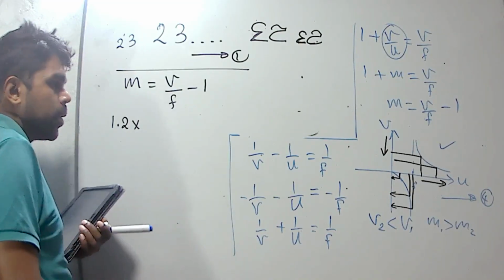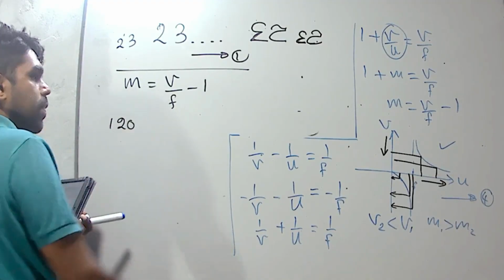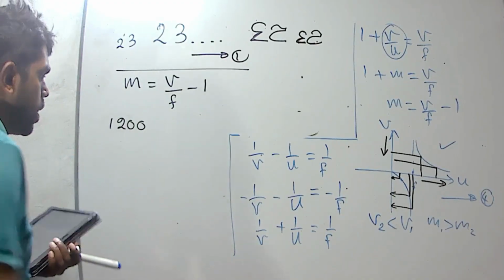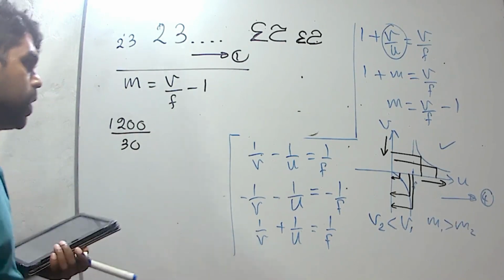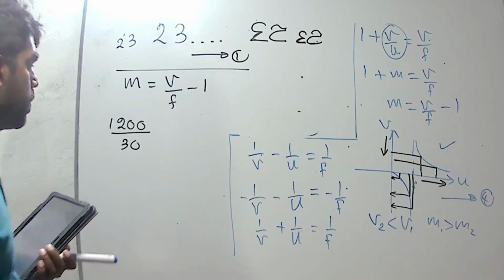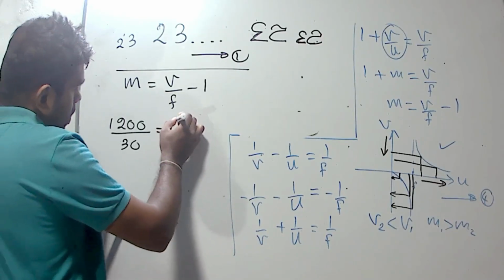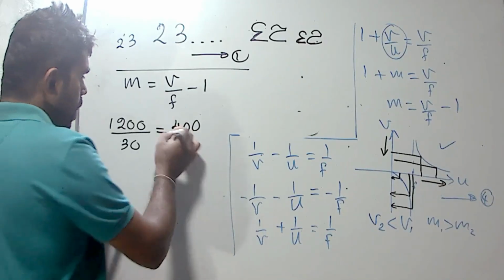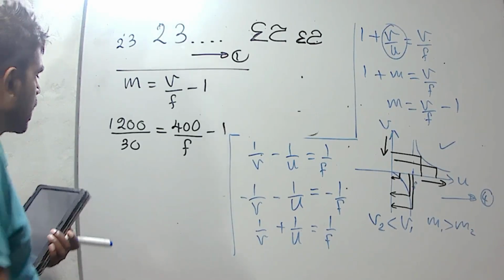We can convert it to millimeters. 1.2 meters means 120 centimeters, 1200 millimeters. Divide by 30 millimeters. Object height 30, image height 1200 in same unit. Image distance is 4 meters. 4 meters is 400 centimeters. Divide by focal length minus 1. Then we can find the f value.